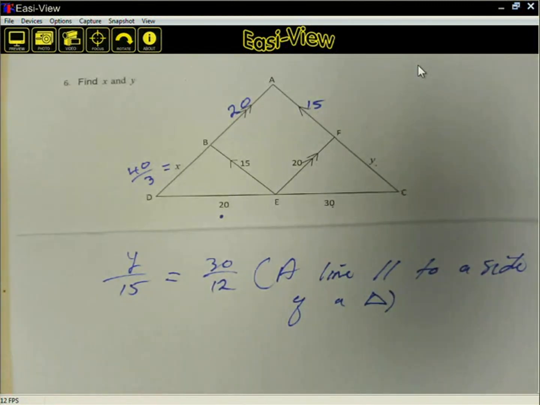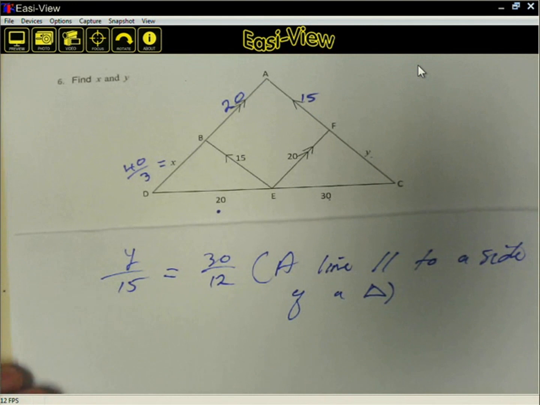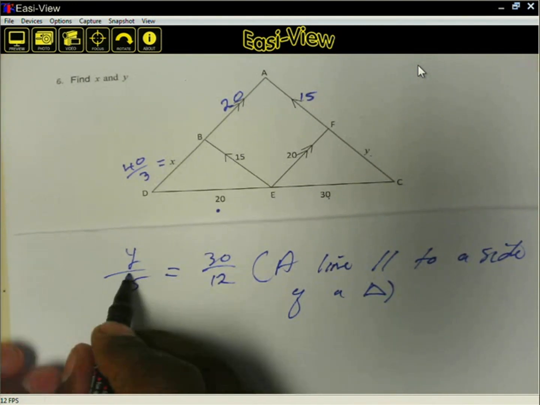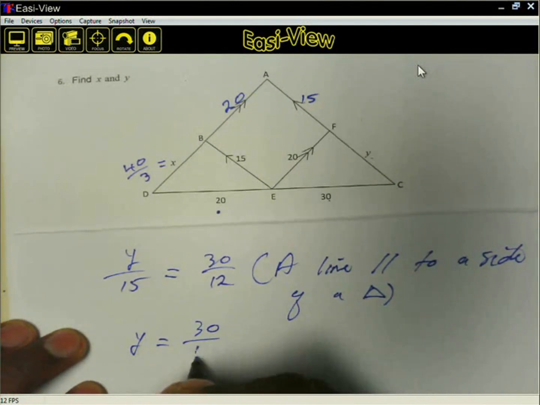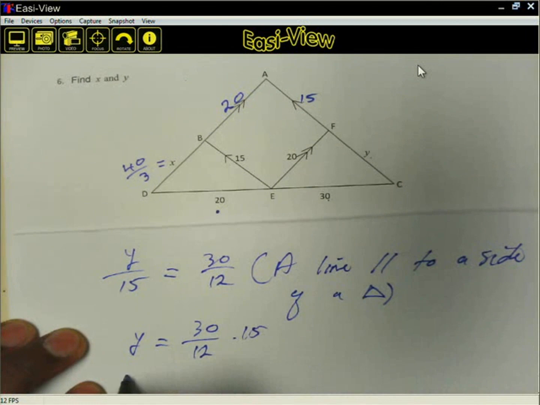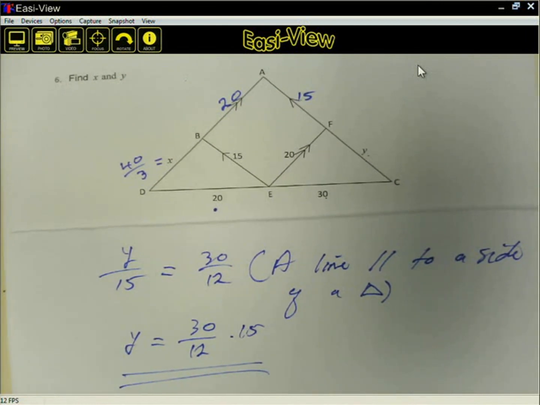We know that a line parallel to a side of a triangle cuts the other two sides so as to divide them in the same proportion or in the same ratio. Now to solve for y, multiply by 15 on both sides. You multiply by 15 here, you are left with y. You multiply by 15, it will be 30 over 20 multiplied by 15. Then you work it out, then that will be the value of y.